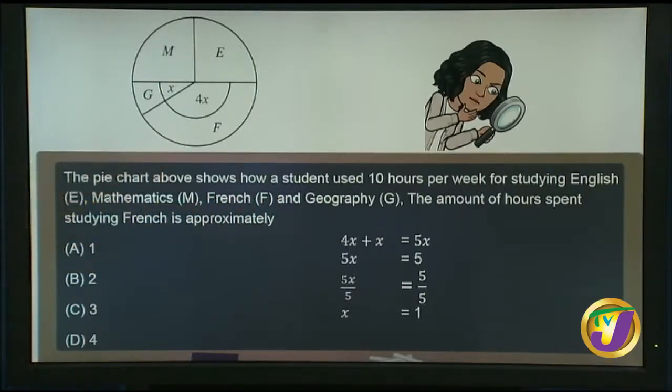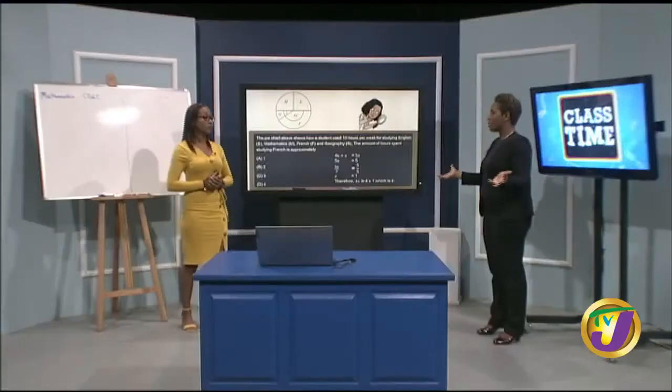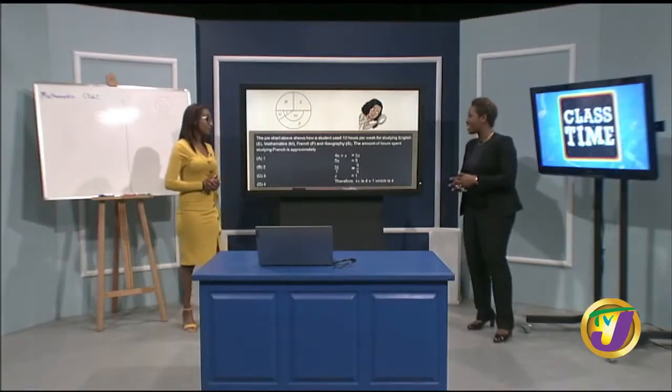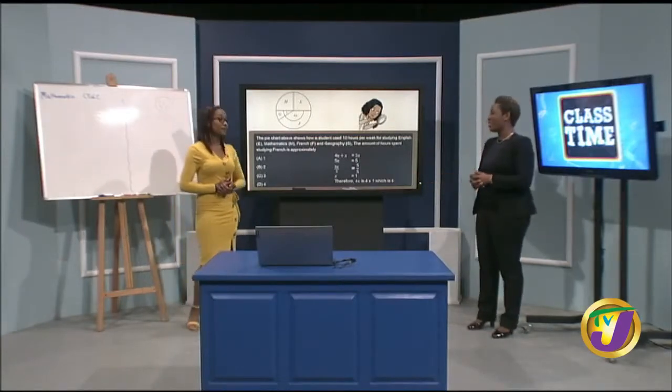French is what again? 4x. So we know geography is 1. How can we figure out French? Simple. If geography gets 1 hour out of the 5, then 4 are left. So you want to study French for 4 hours. Or you could do it in an algebraic way and just multiply 4 by 1.